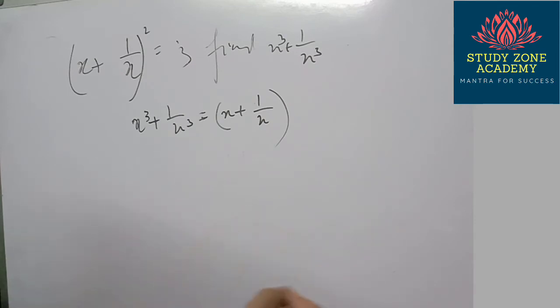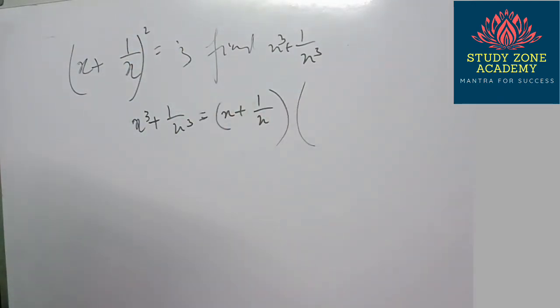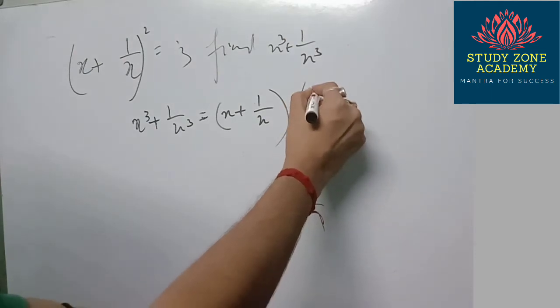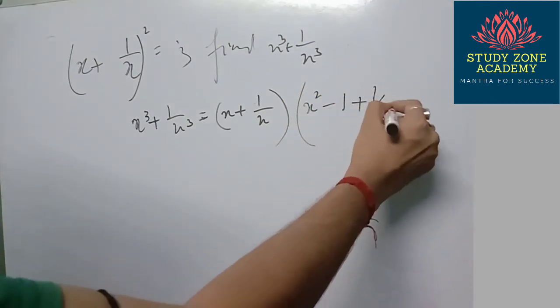So first you need to know what formula you're going to apply and how you're going to execute it. Without knowing that, it will be a complete foolish thing to proceed. Okay, let us write down the formulas. x plus 1 by x. Then comes the formula x square minus 1 plus 1 by x square.